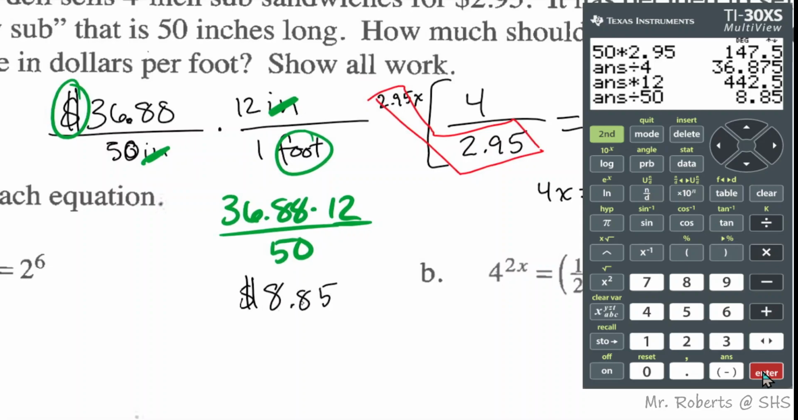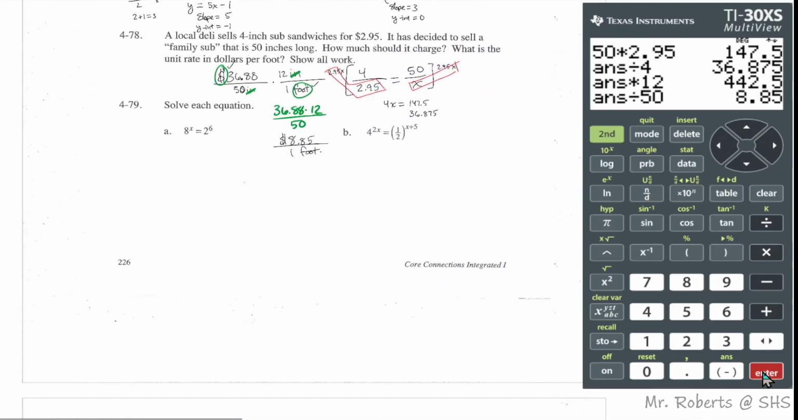$8.85 per 1 foot. That's great. I mean, it is dollars per feet because it was dollars per feet. And I took that number and I just did the arithmetic, right? 36.88 times 12 divided by 50. It's $8.85 a foot.